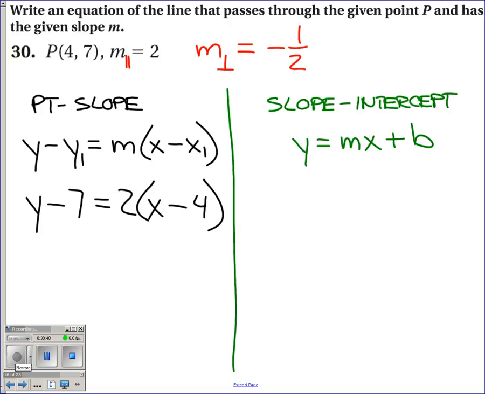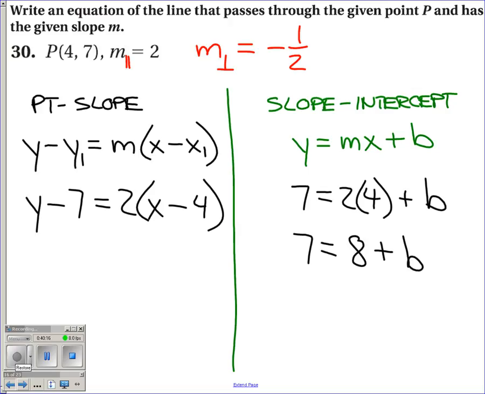Well, if you take both of the points, the coordinates for x and y, so 7 would be the y, is equal to the slope 2, the x value 4, plus b is what we don't know. Well, let's go through and solve this. 7 is equal to 2 times 4 is 8 plus b. Subtracting 8 from both sides, -1 is equal to b.